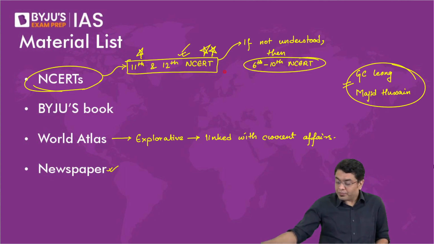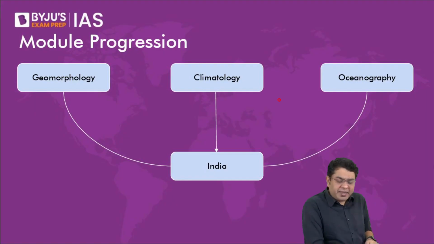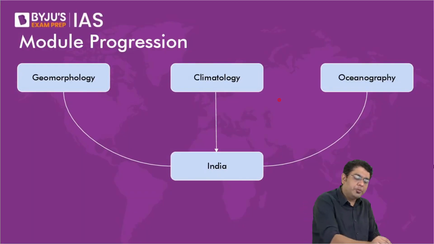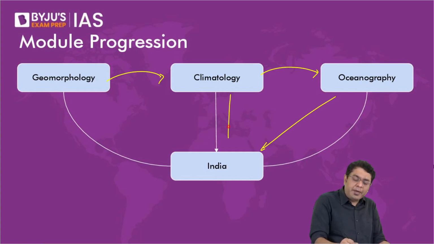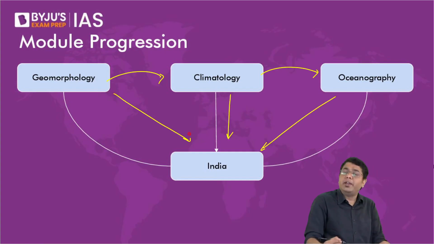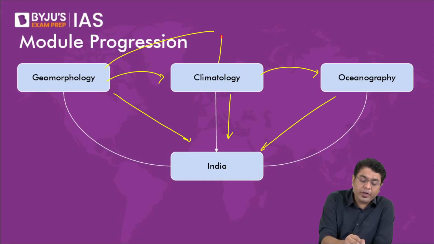Okay, now after that, here, even that is sufficient. This is going to be our module progression that we have already talked about. From geomorphology, we are going to proceed to climatology, to oceanography, and a compilation of all of those is going to be required in the portion of Indian geography. Now, these are the areas through which we are going to cover the world.